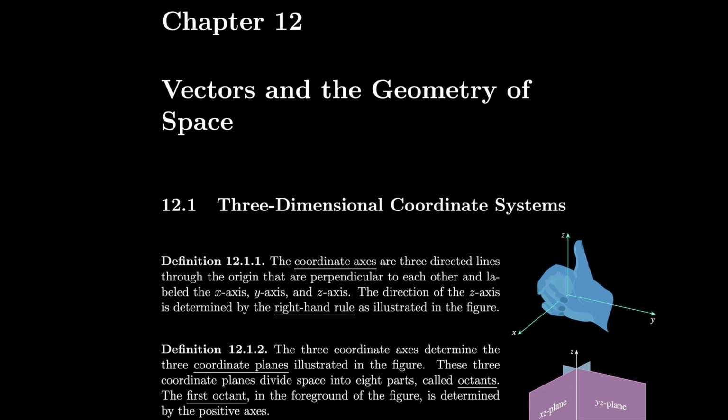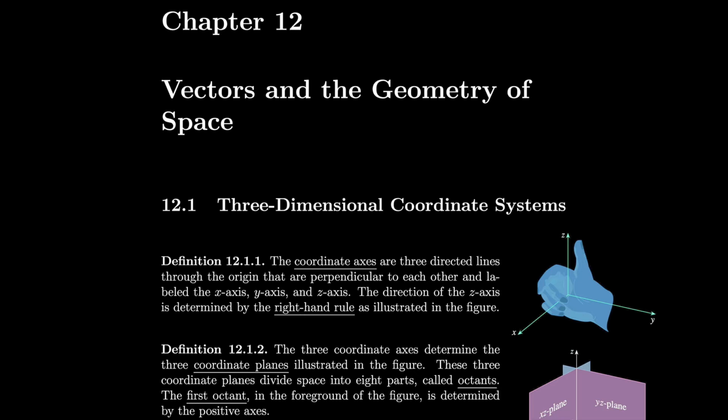Chapter 12, Vectors and the Geometry of Space. Section 12.1, Three-Dimensional Coordinate Systems. The coordinate axes are three directed lines through the origin that are perpendicular to each other and labeled the x-axis, y-axis, and z-axis. The direction of the z-axis is determined by the right-hand rule, as illustrated in the figure.